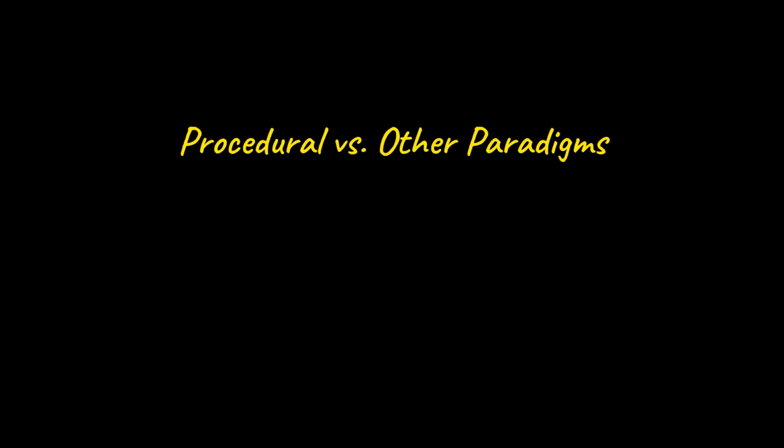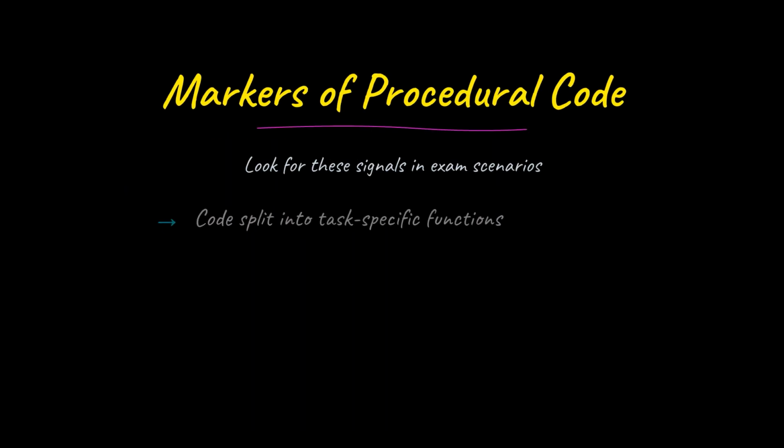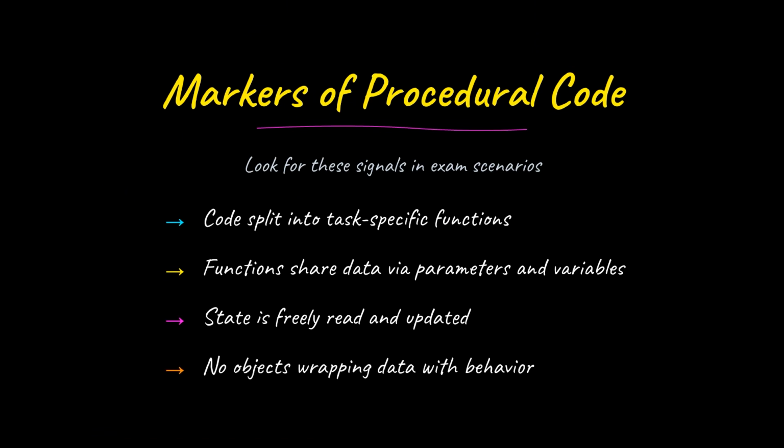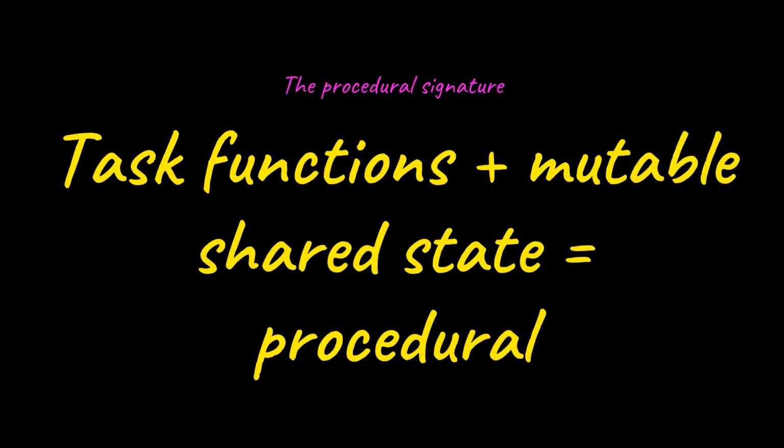Object-oriented design differs further by bundling data and behavior inside objects rather than standalone functions. When reading a scenario, watch for programs split into task-specific functions that pass data through parameters and freely update shared variables, with no objects in sight. Languages like C, Pascal, and BASIC are classic homes of this paradigm. Remember, if the design groups instructions into named task functions that share and mutate state, the label is procedural, not functional, not object-oriented.